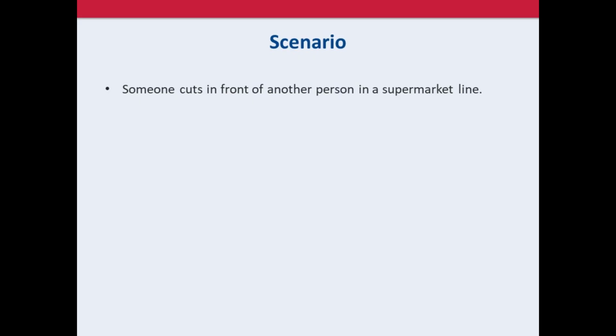The situation we will analyze is cutting in front of someone while waiting in line at a supermarket. Most people think this behavior is rude or unfair. Kant's ethical framework helps explain the deeper moral reason why this action is wrong.